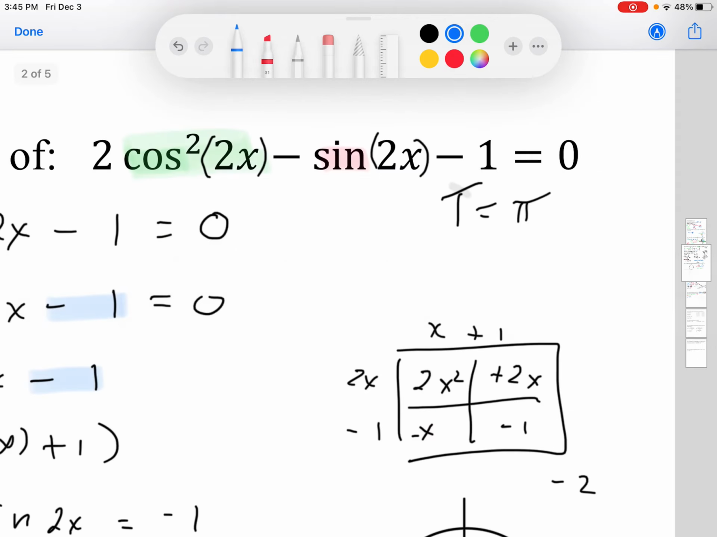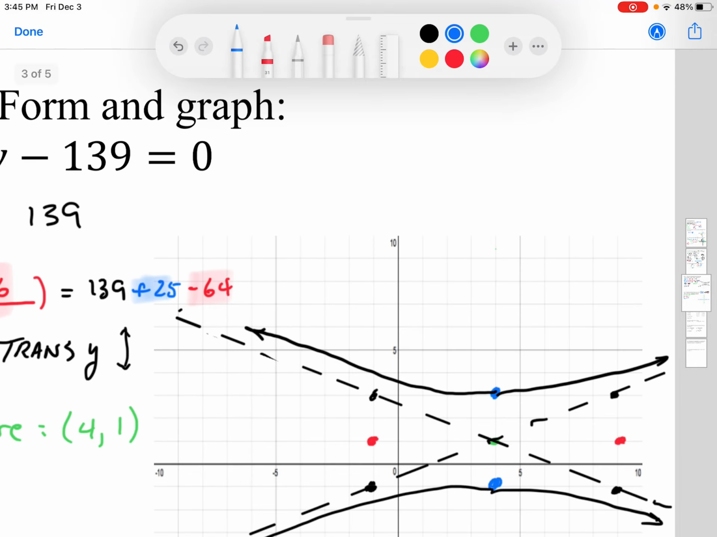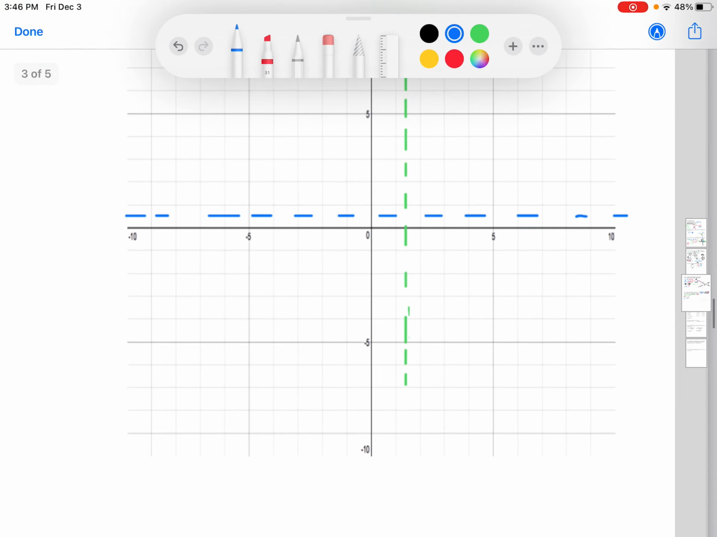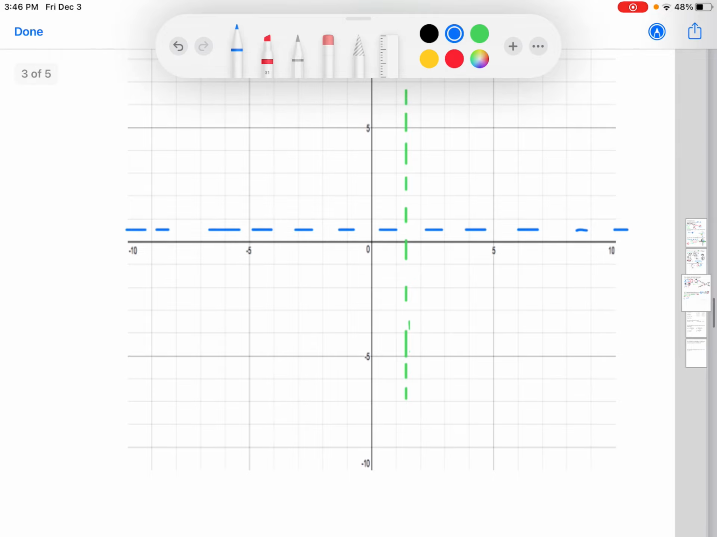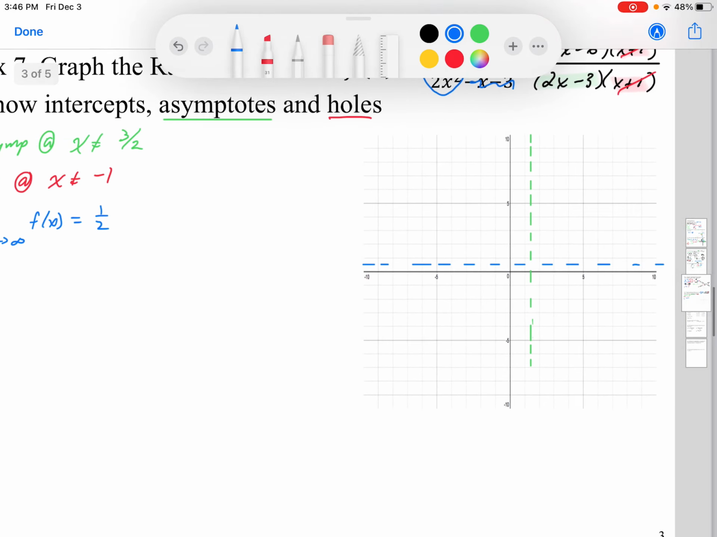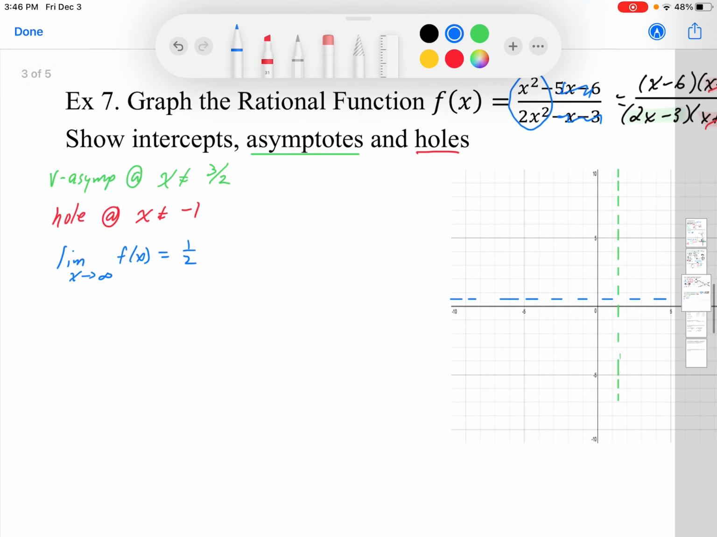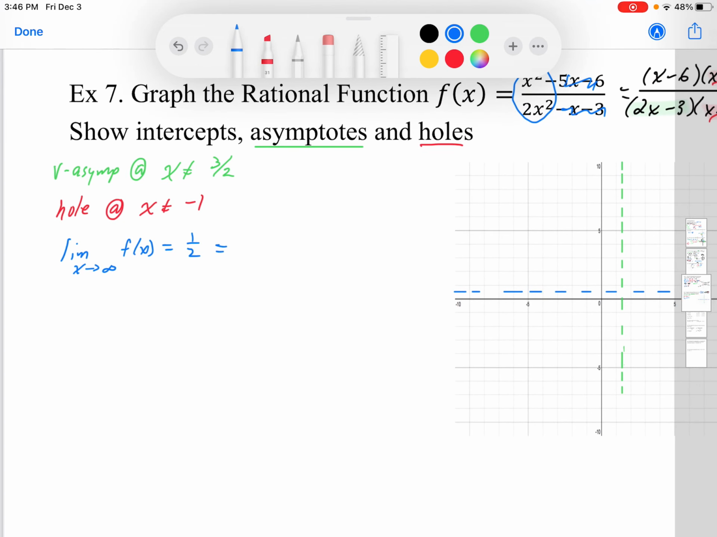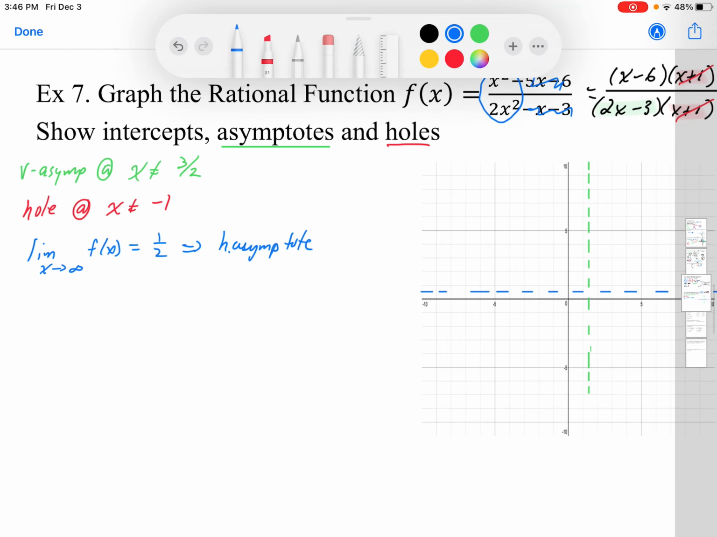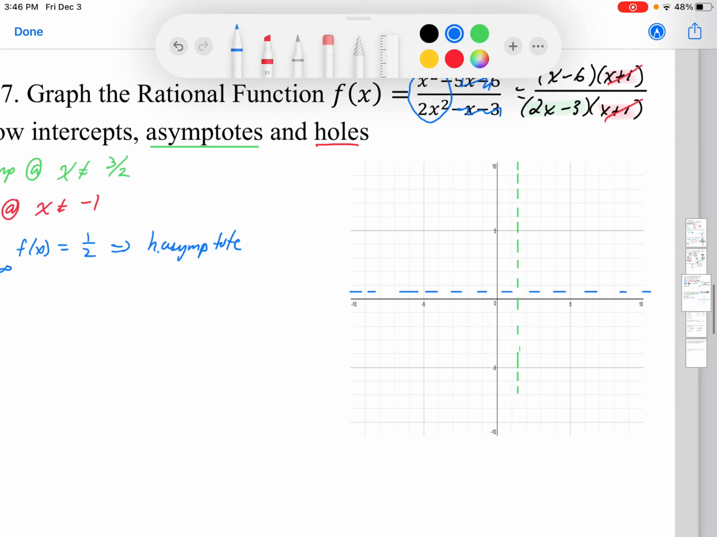Now, horizontal asymptotes are what's happening way out at infinity. We don't worry about what's happening locally, but what's happening way out at infinity. So there's my vertical and horizontal asymptote. So my horizontal asymptote is at y equals positive 1/2.